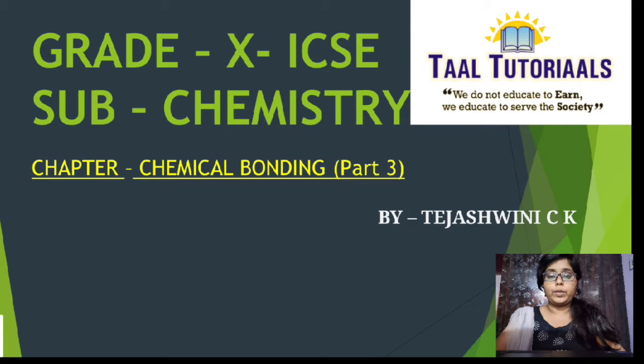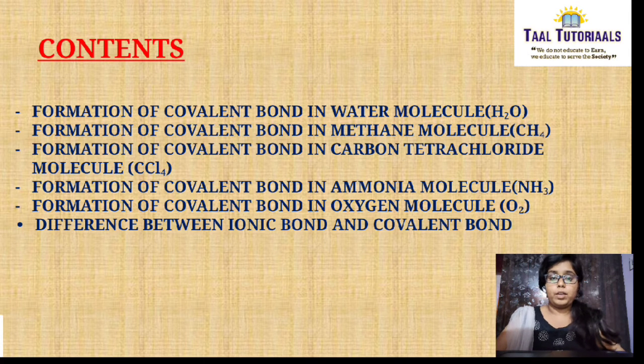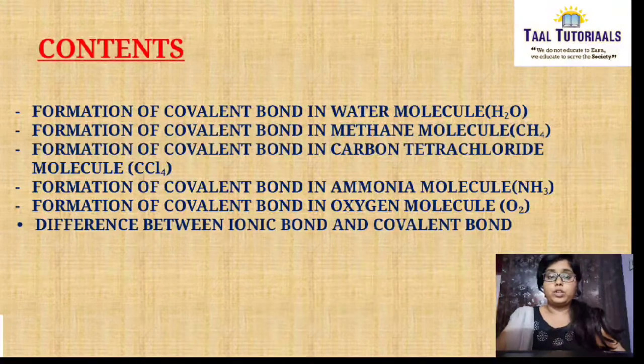Today our chapter is Chemical Bonding Part 3, which is the continuation of Part 2. In this, we are going to know about formation of covalent bond in water molecule, that is H2O, formation of covalent bond in methane molecule, that is CH4, formation of covalent bond in carbon tetrachloride, that is CCl4, formation of covalent bond in ammonia molecule, that is NH3, formation of covalent bond in oxygen molecule, that is O2, and difference between ionic bond and covalent bond.